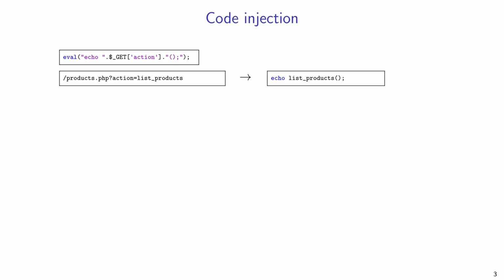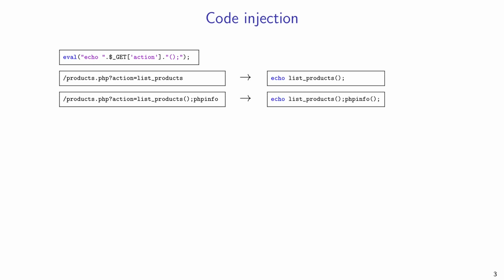Again, this works fine as long as an attacker does not inject some additional program code into this parameter. For instance, consider this example. Here, the attacker adds parentheses and the name of another PHP function. When received, this will be the PHP code that will be executed. In addition to listing products, the PHP function will also be executed.